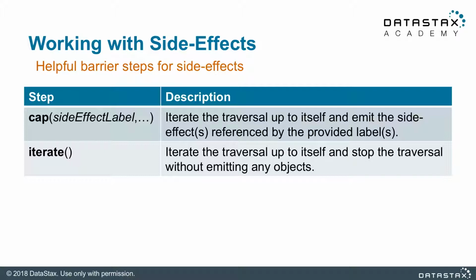Or, if you don't want to pass the subgraph onto the other steps in the traversal, you can just call iterate. Now, iterate will also, like cap, force all of the traversers to do their work. So you will know that when iterate is done, the subgraph has been completely computed. But the subgraph will just be stored into the side effect area and not passed on to the subsequent steps in the traversal.